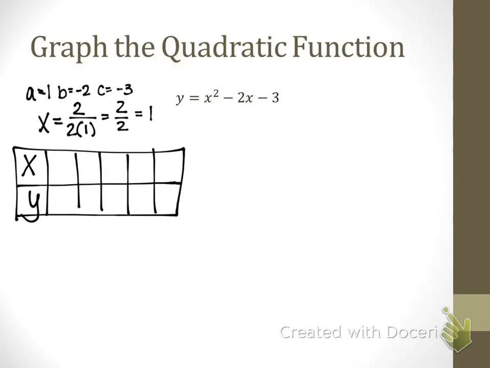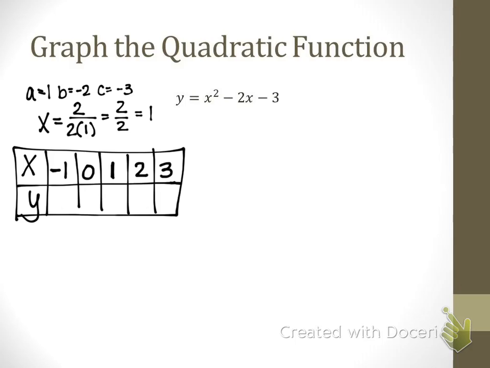And I want to do 2 values that are smaller than that vertex and 2 values that are larger. So I want to write that 1 directly in the middle of the chart. Then I'm going to do 2 numbers that are smaller, so 0 and -1, and 2 numbers that are larger, 2 and 3. Now this is where you're going to use your calculator, because now all I have to fill in are the values for y.